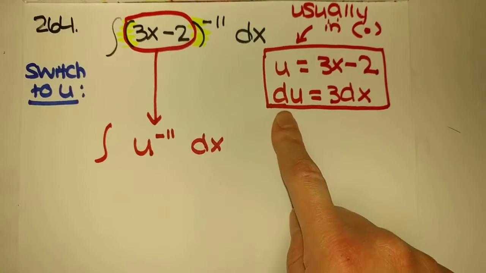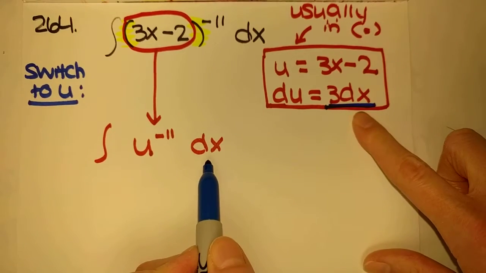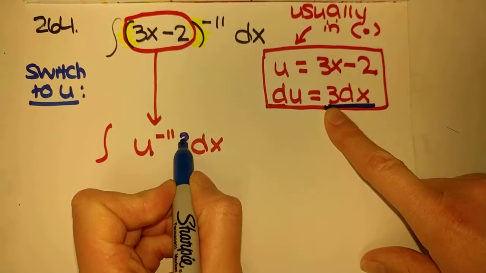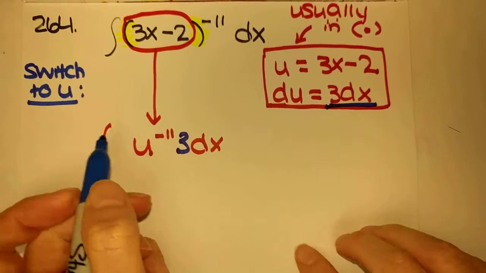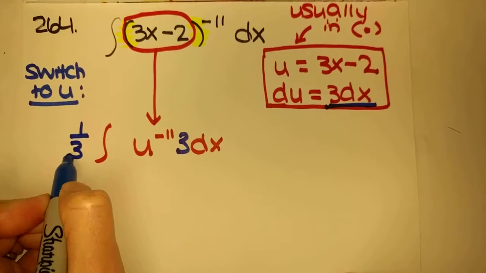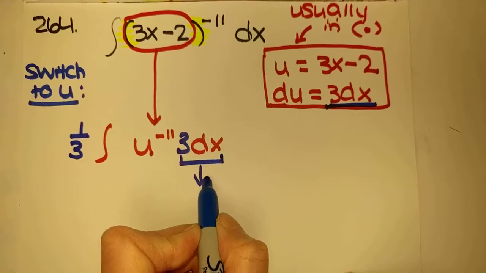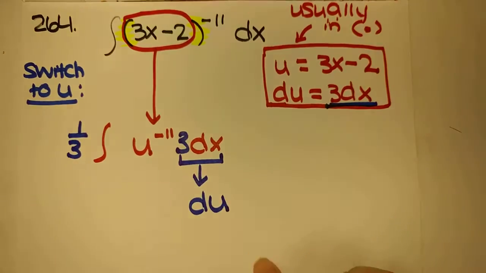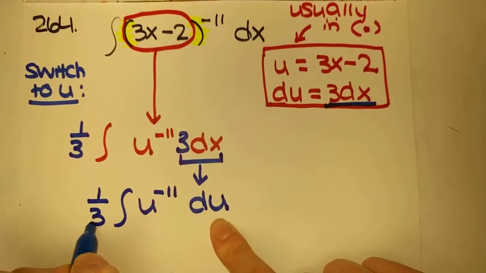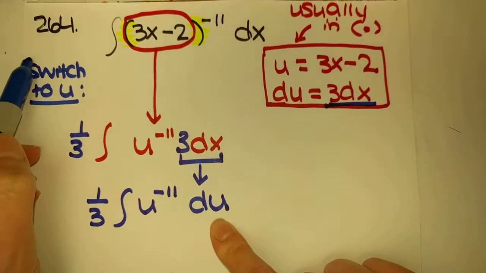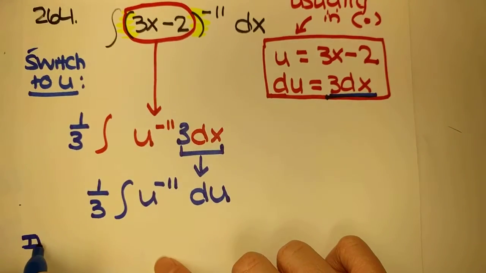So if you look at your du, you need to get 3dx. So we have the dx, but we don't have the 3. So we need to multiply by a 3. And when we do that, that will change the integral. So to balance things out, we need to divide by a 3. Now, what that buys for us is that this 3dx becomes our du. So we have our du, we have our u to the negative 11, and now our integral is all in terms of u. So we have switched to u completely, and once I've switched to u, then I will integrate.